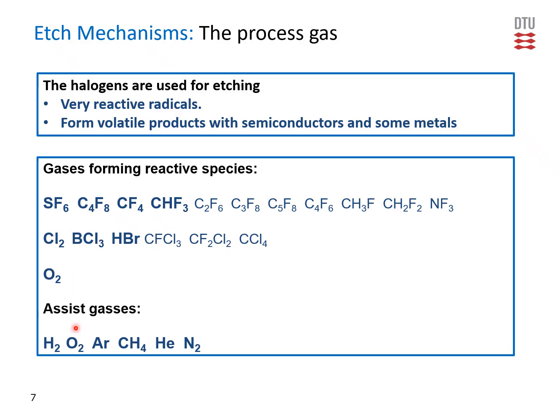There are also a list of other gases that can assist, and these are being used, for example, to help passivation and to get better sidewall control, or things like that. This gas here, the methane, is actually an etching gas. This can etch indium at room temperature, but it's a slow process and it's a very dirty process, so we don't use it that much.